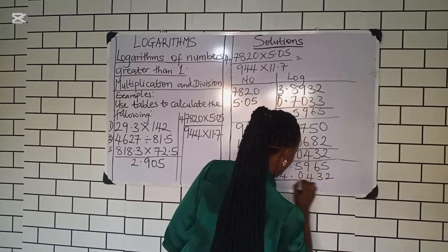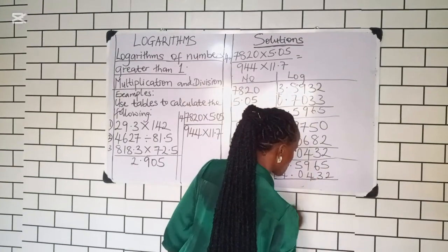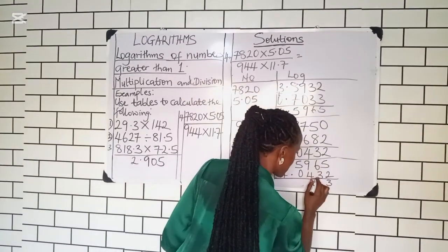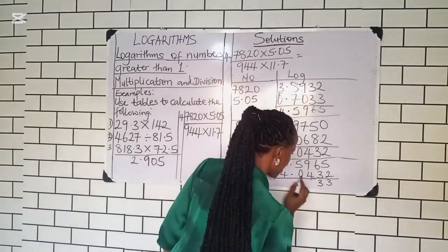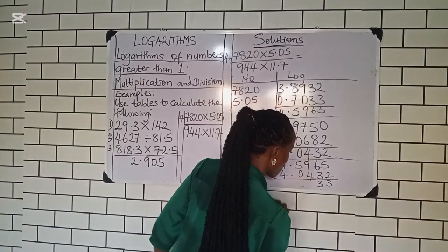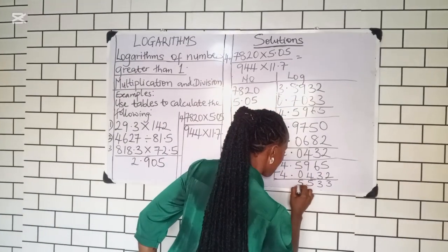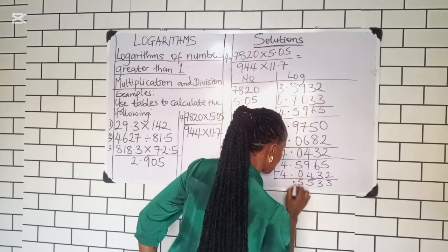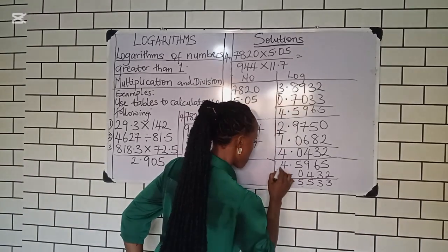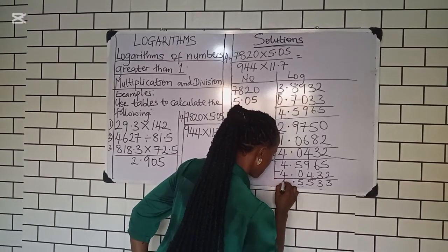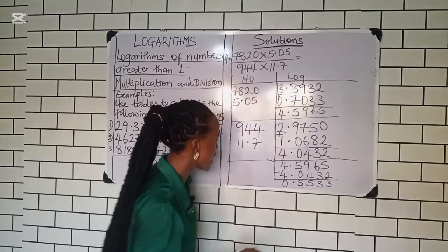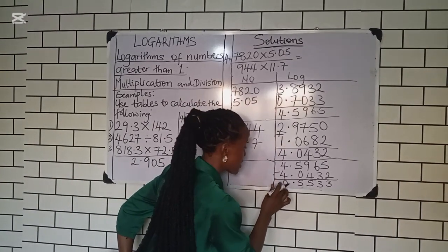4.0432. Now if we subtract, 5 minus 2 here will give us 3. 6 minus 3 will give us 3. 9 minus 4 will give us 5. 5 minus 0 will give us 5. Bring down your decimal point. 4 minus 4 here gives us 0. Now here, our characteristic part is 0.